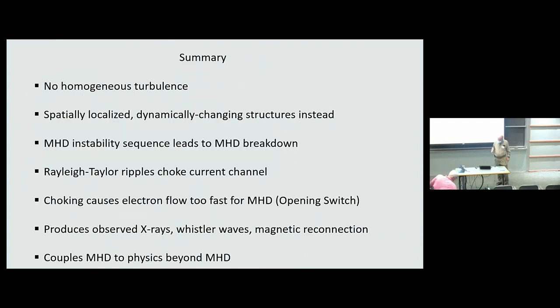To summarize, we didn't see any homogeneous turbulence. Instead, we saw spatially localized, dynamically changing structures, and we saw a sequence of MHD instabilities that led to the breakdown of MHD, because it was the Rayleigh-Taylor that was squeezing the thing so much that MHD didn't work anymore. And this squeezing caused the electron flow to be too fast for MHD. That's the opening switch argument. And that opening switch produced a huge electric field that would produce X-rays, Whistler waves, magnetic reconnection. And so we were able to see the coupling of MHD to physics beyond MHD.